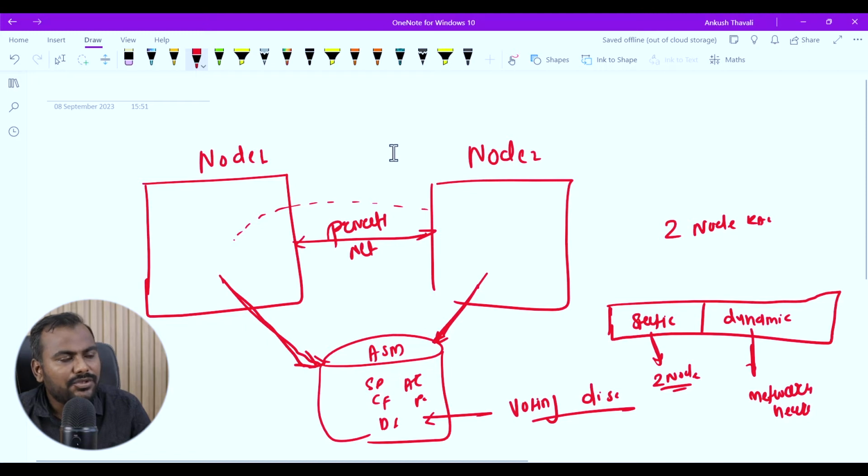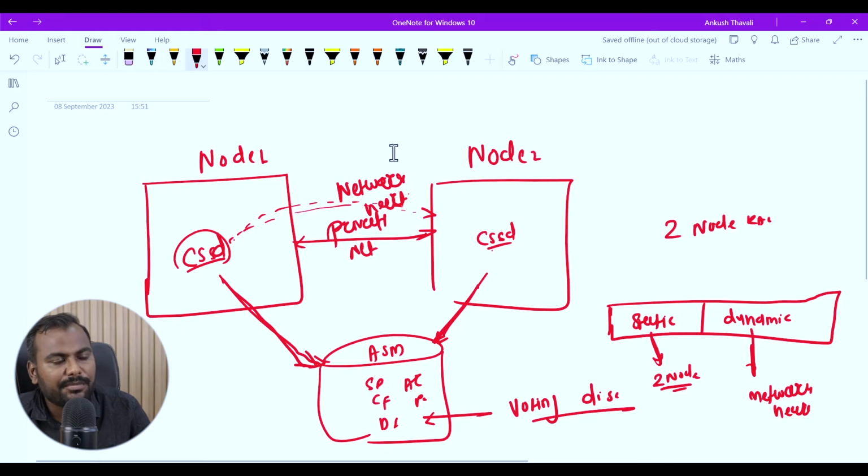Node 1 and node 2 communicate to each other with a daemon called CSSD. CSSD is the daemon running on node 1 and node 2, and their communication happens with the help of the network heartbeat. So node 1 and node 2 are communicating to each other with the network heartbeat. And node 1 is also voting in this voting disk. Node 1 is voting to the voting disk saying, boss, I am alive. In the same way, node 2 is also voting in the voting disk saying that I am alive.